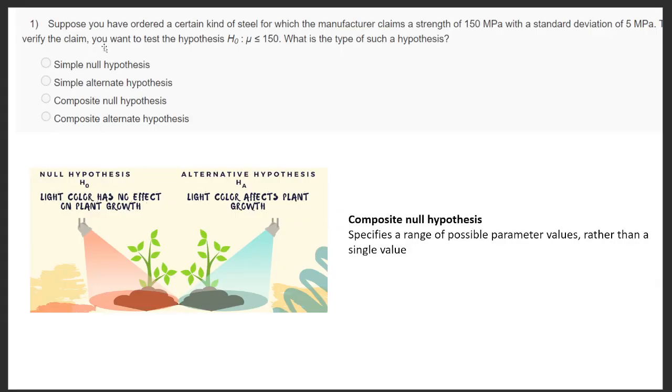This question: suppose you have ordered a certain kind of steel for which the manufacturer claims a strength of 150 MPa with a standard deviation of 5 MPa. Verify the claim that you want to test the hypothesis of mean is less than or equal to 150. Which type of hypothesis is this?